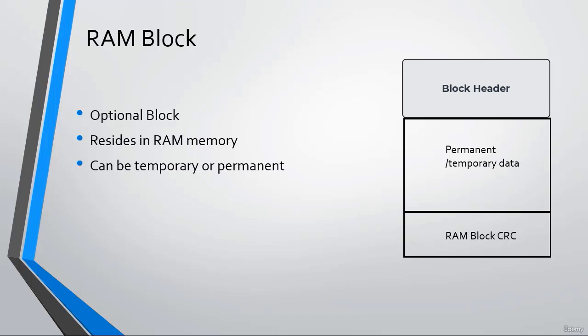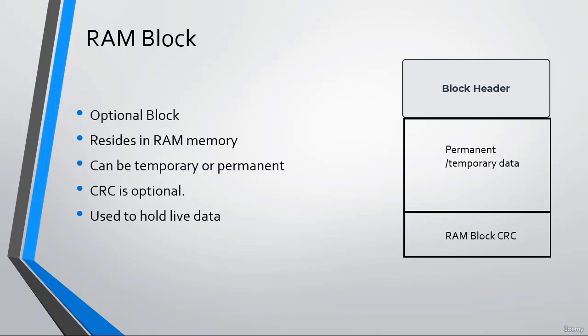As I said, this RAM block is an optional block, and it is not important that we have it as a permanent one. We can also have a temporary RAM block. So that's about temporary and permanent. Then there is the CRC part, which is part of the RAM block. Even this is optional, so we can have a RAM block even without the CRC part.